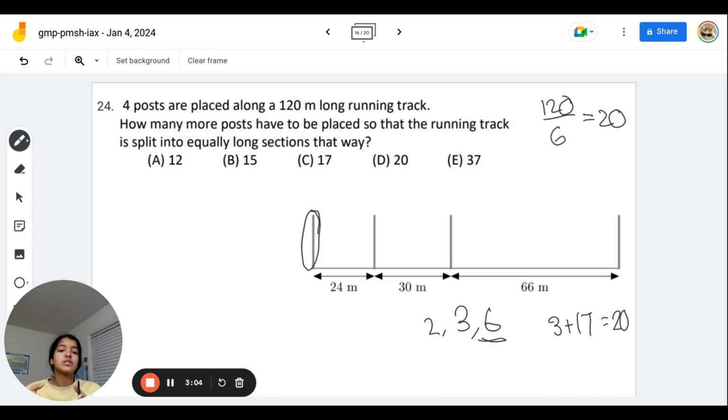So to evenly split up all of these different sections, we would need 17 poles to make sure that we could equally split them up, the 120-meter long running track. So the answer for this question is C.